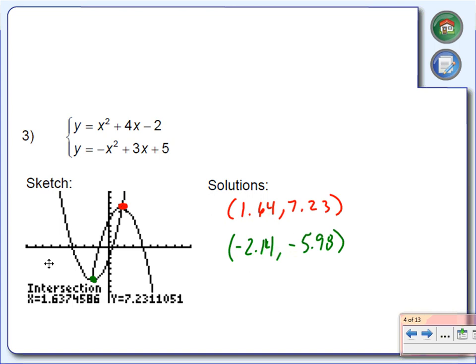Those are the 2 ordered pairs. These are the 2 solutions to this system. In other words, the first ordered pair will make both equations true. The second ordered pair will also make both of these equations true. So both of these are the solutions. This one has 2 ordered pairs, not just one. All right.